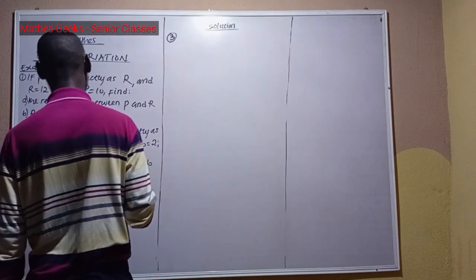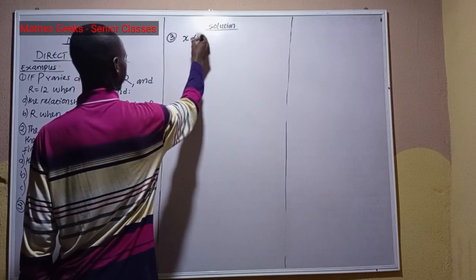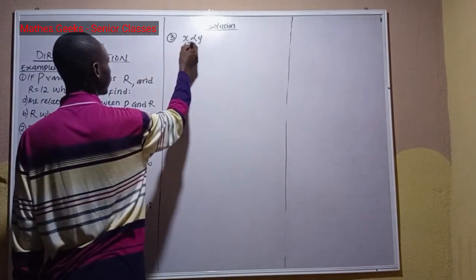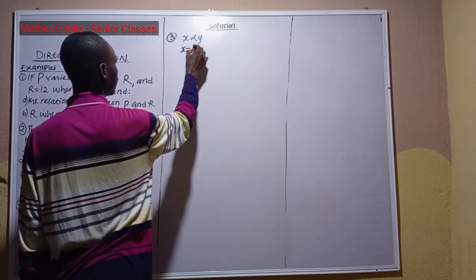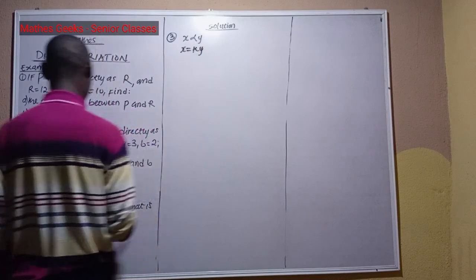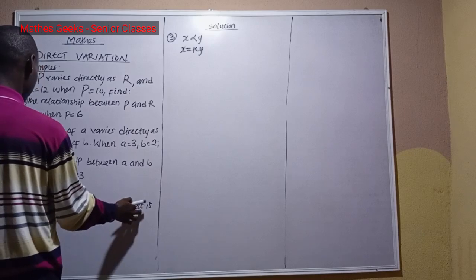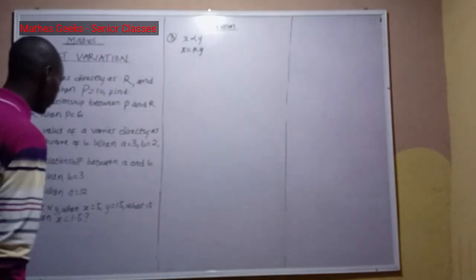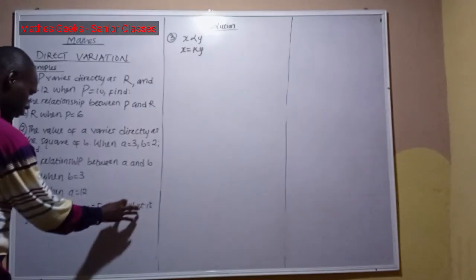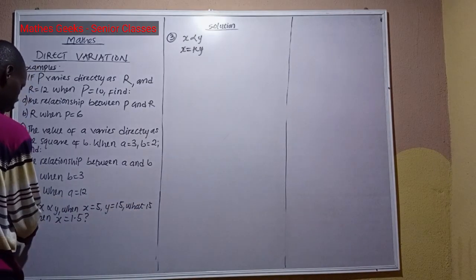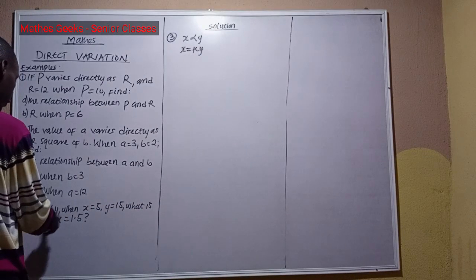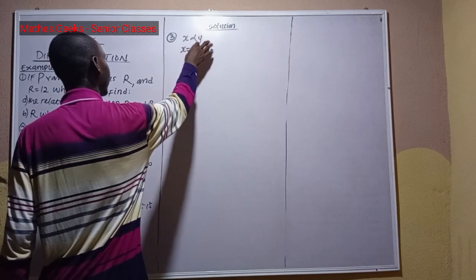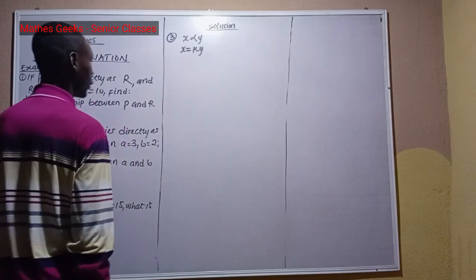Let me show you. If X varies directly as Y, so let's introduce this sign, X equals KY. X equals 5, Y equals 15. What is Y when X is 1.5? For us to solve this, to get Y, we first want to get the constant of proportionality, get the value of the constant. We need to get the value of K, which is the constant of proportionality.